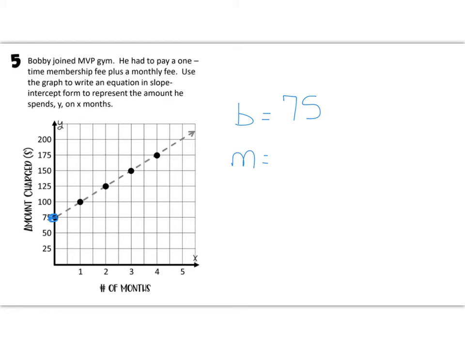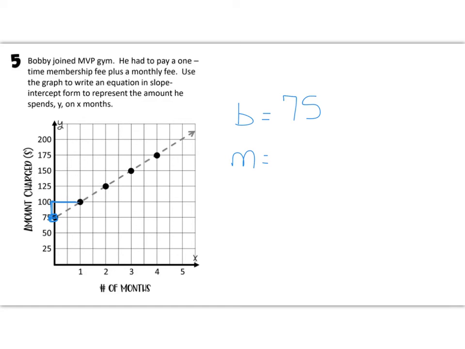Again, the scale here is going to be important. Look at the scale of your y-axis. We are counting by 25s, okay? And look at the scale of the x-axis. We have ones, right? But then in between, we would have half months. So be careful with your scale. So they've already got points picked out for us here.